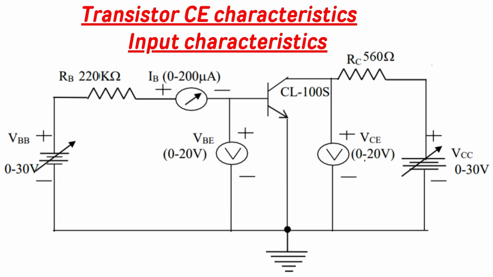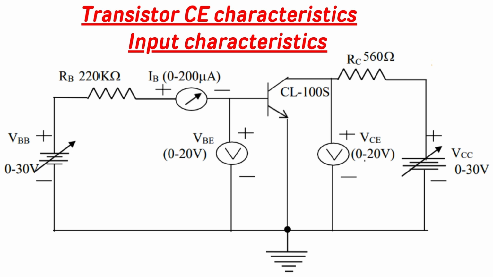Transistor CE characteristics, input characteristics. Now in this circuit, an NPN transistor, CL100S, is connected in common emitter configuration. Emitter is grounded. Base emitter junction is considered as the input junction. Collector emitter junction is considered as the output circuit.